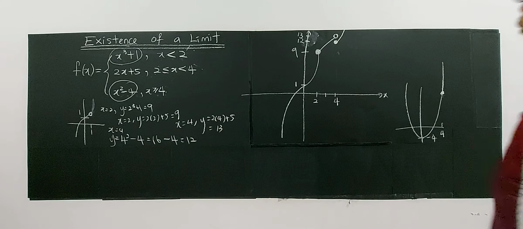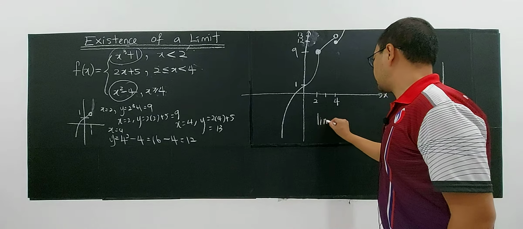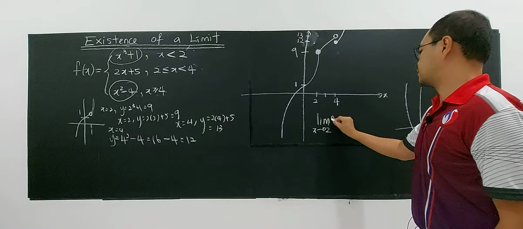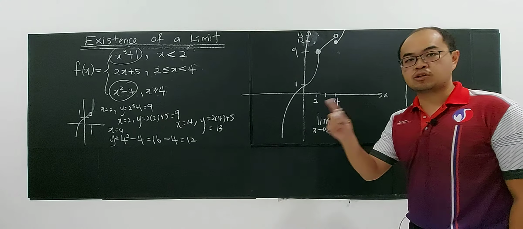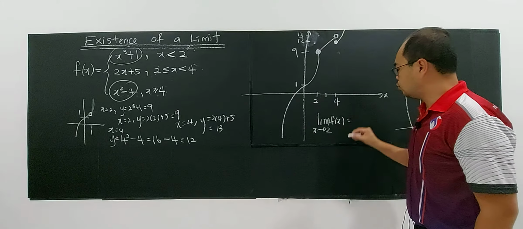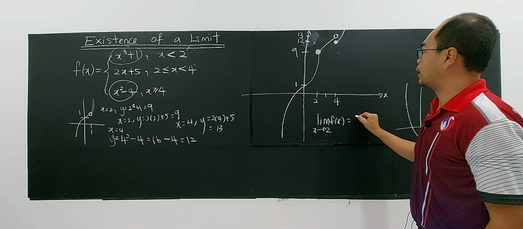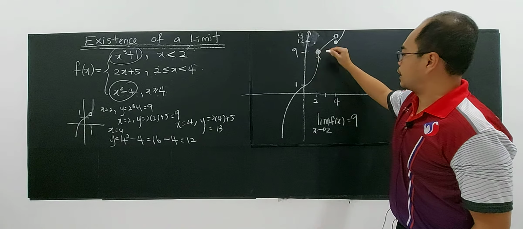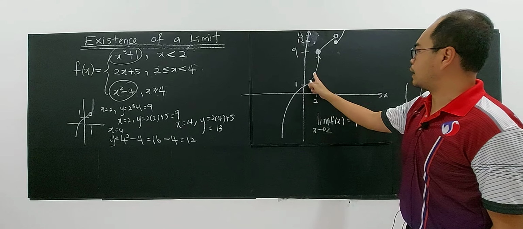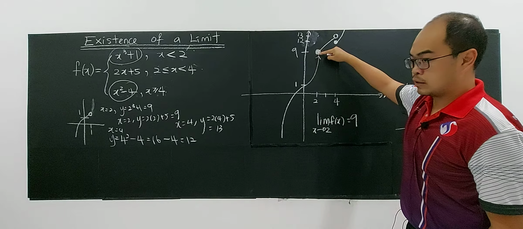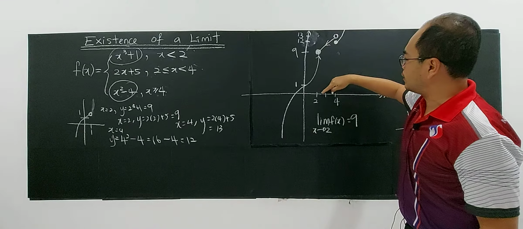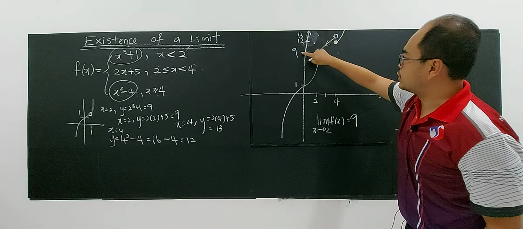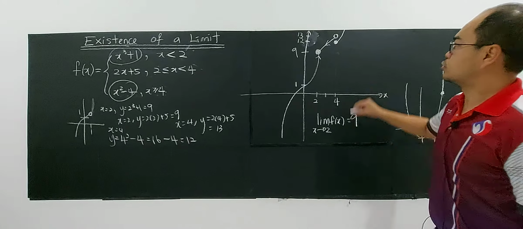Alright? So now you can see the limit exists at 1, right? The limit as x approaches 2 for f(x), referring to the solution just now, approaching 2, you are getting 9, right? The limit exists because the left-hand limit, approaching 2 from the left, and approaching 2 from the right, both reach the value of 9. So the limit exists here.